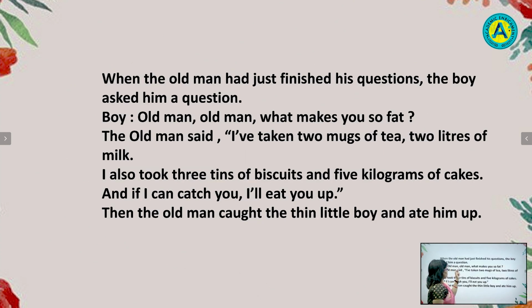When the old man had just finished his questions, the boy asked him a question. Boy, old man, what makes you so fat? The old man said, I have taken 2 mugs of tea, 2 liters of milk. I also took 3 tins of biscuits and 5 kilograms of cakes. And if I can catch you, I will eat you up. Then the old man caught the thin little boy and ate him up.